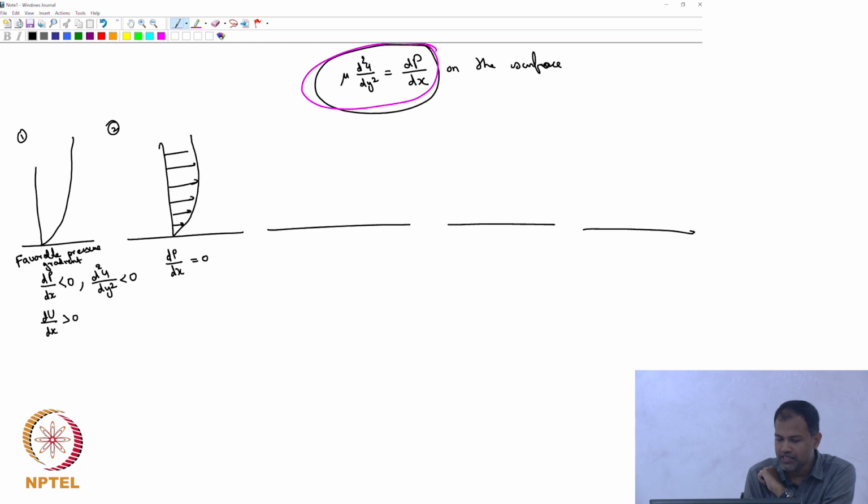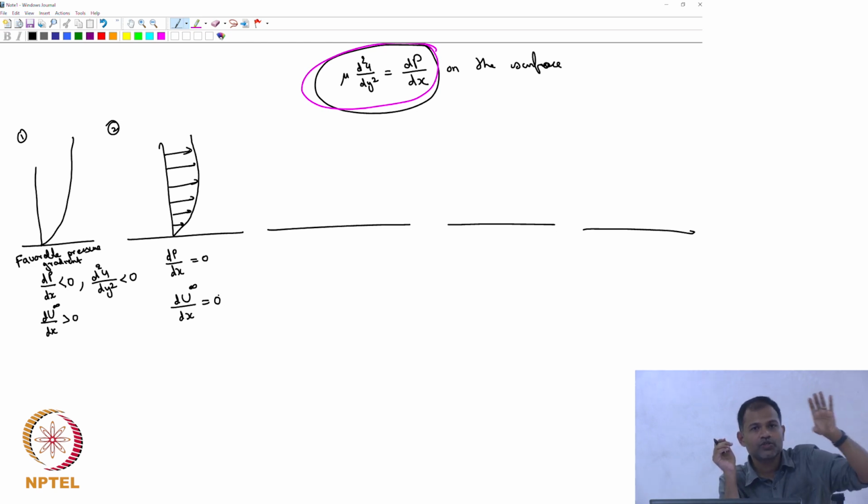And if dp by dx is equal to 0, what would you say about du by dx, the outside velocity, du infinity if you like? Du infinity by dx is also 0. So the outside fluid is not changing its velocity in any fashion. Pressure is also not changing.